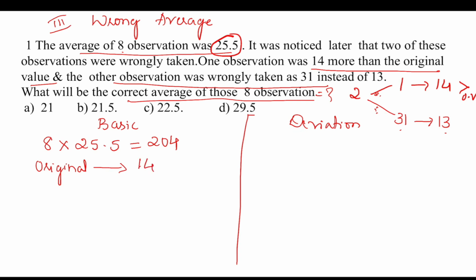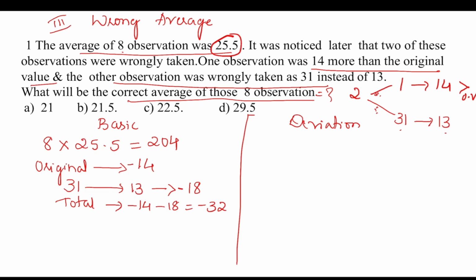And the other observation was taken as 31 instead of 13, isn't it? It was taken as 31, so that means it should have actually been 13, but it became 31. So how much is it more than the actual reading? It is 18 more. This was 14 more and this is 18 more, isn't it? So totally how much was wrong? Totally 14 and 18, which is 32. That means 32 was more than the original.